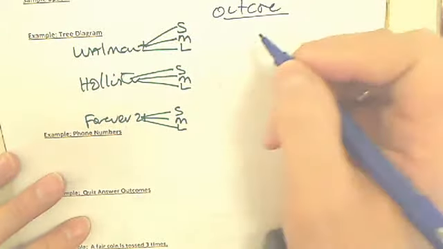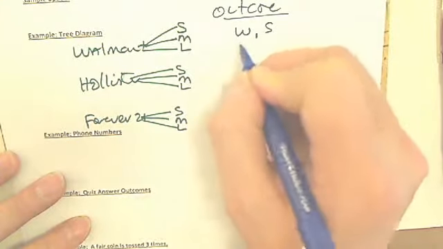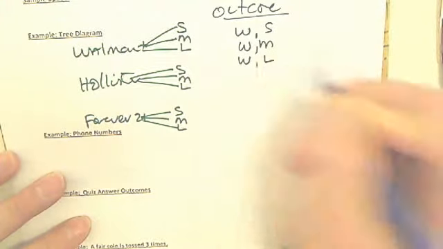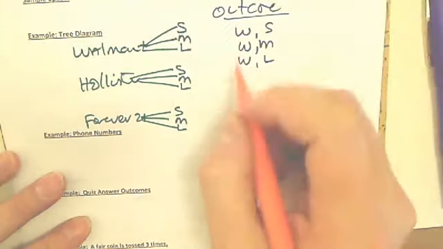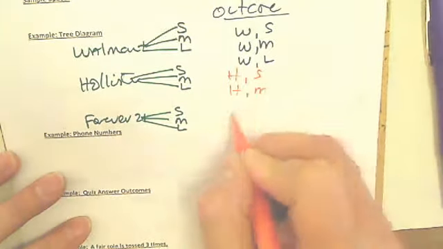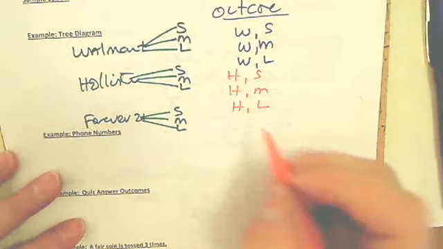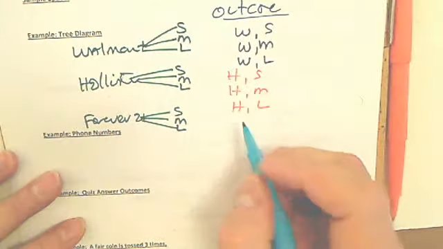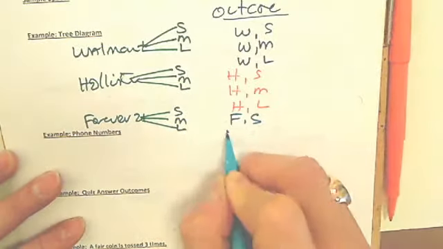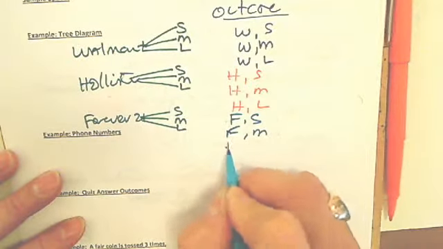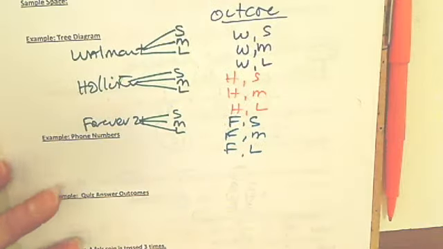So what possible outcomes could there be? The result could be a Walmart shirt that's small, medium, or large. You can have a Hollister shirt that's small, medium, or large. Or you can have a Forever 21 shirt that's way too thin, by the way, small, medium, and large.